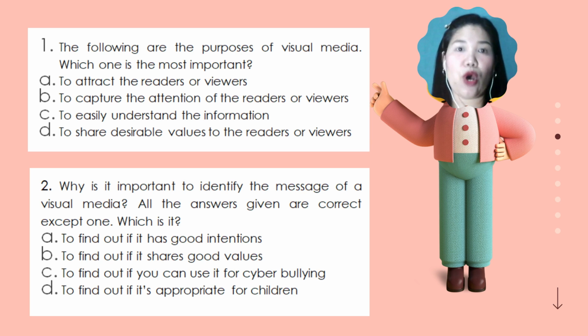And number 2, why is it important to identify the message of a visual media? All the answers given are correct except one. Which is it? A. To find out if it has good intentions. B. To find out if it shares good values. C. To find out if you can use it for cyberbullying. Or D. To find out if it's appropriate for children.